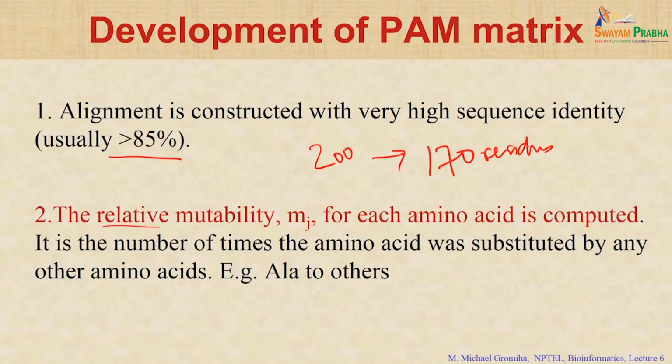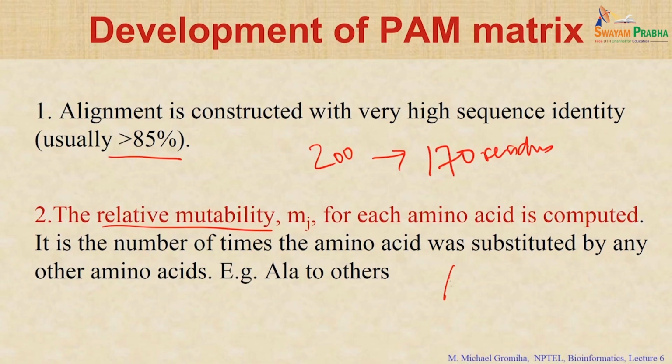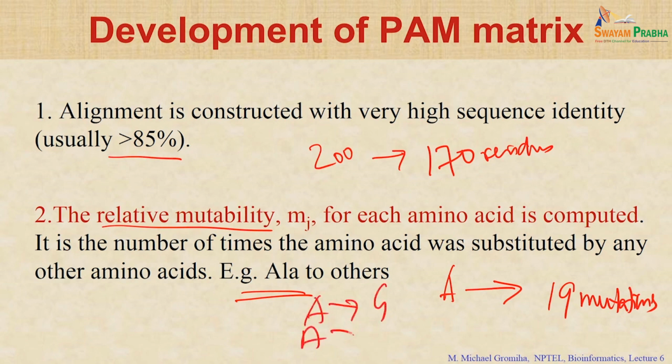So, then how to construct a matrix? First, you have to see the relative mutability. That means, for a specific amino acid, for example, alanine A, how far is this A mutated to other residues? What is the frequency of the residue A being mutated to any of the other 19 residues? Then the second thing we need to think about is how far this alanine is mutated to a specific residue. How many possible substitutions can alanine make? 19, right? The 20 amino acid residues. So, if alanine is mutated, there are 19 different possibilities. So, now the question is, what is the possibility of mutating alanine to glycine or alanine to lysine?